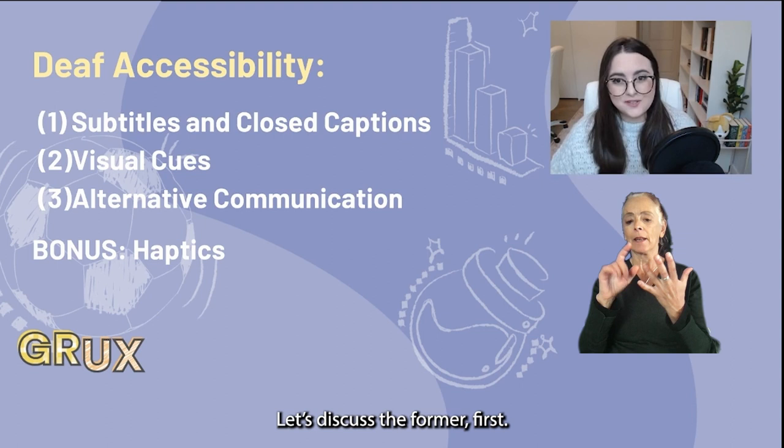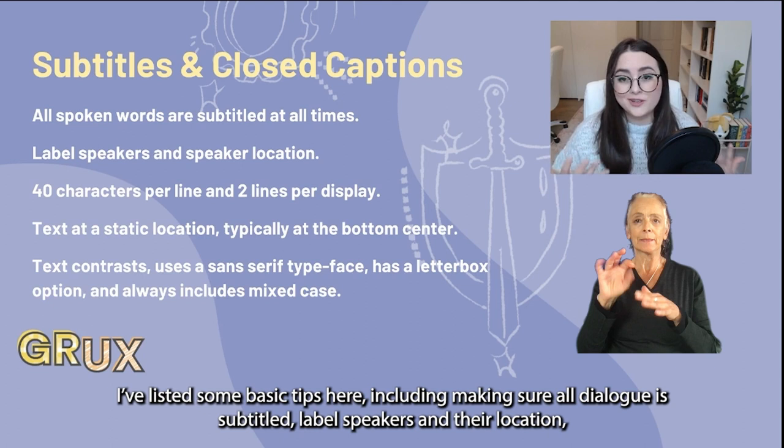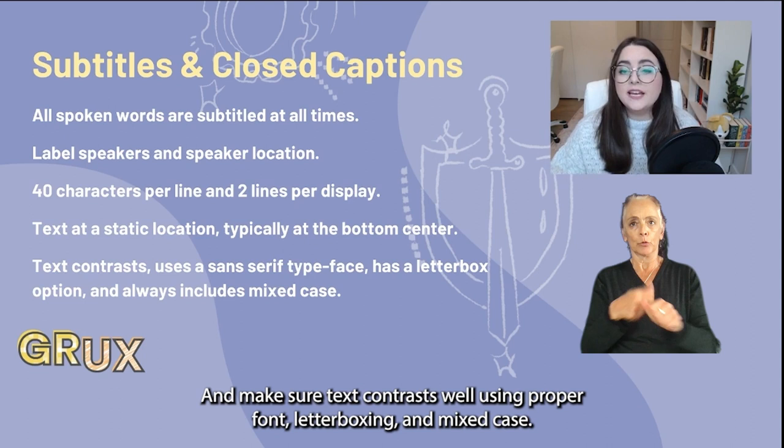We are all more or less familiar with subtitles and closed captions, and it's critical for DHH experiences. I've listed some basic tips here, including making sure all dialogue is subtitled, label speakers and their location, keep text to 40 characters per line with 2 lines per display, keep text in a static location, and make sure text contrasts well using proper font, letterboxing, and mixed case.